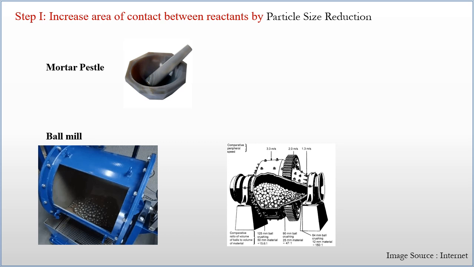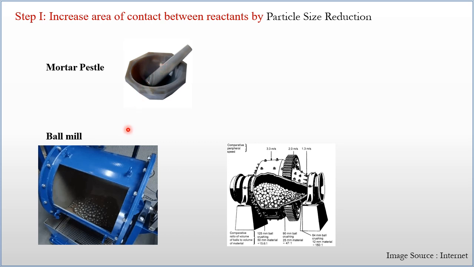This can be done by reducing the particle size. Traditionally it can be done with a mortar and pestle. You have to use your elbow grease. You mix your A and B component, or any number. Usually it is a 2-component or maximum 3-component reaction. They will be mixed thoroughly by grinding in the manual mode.